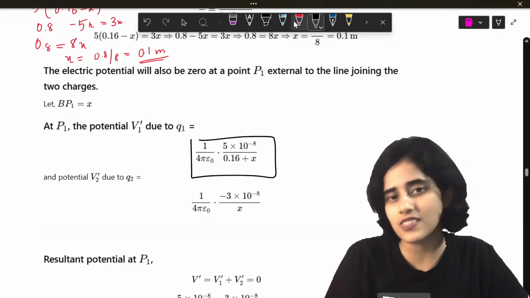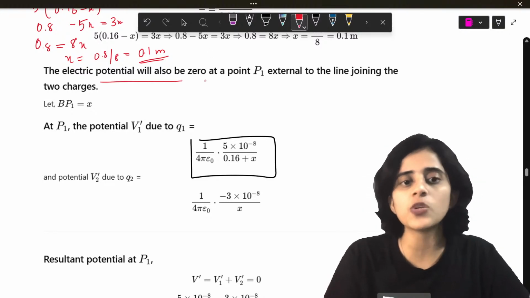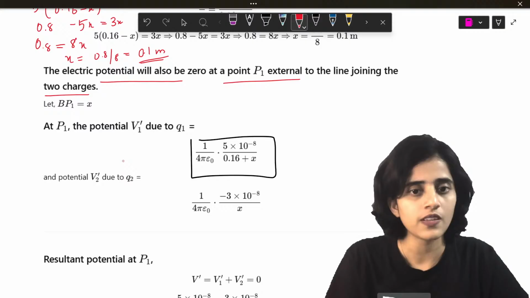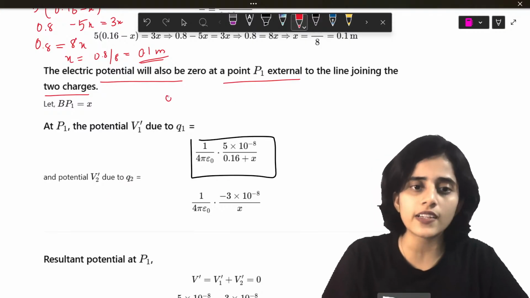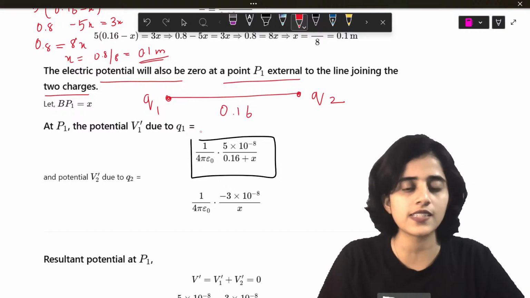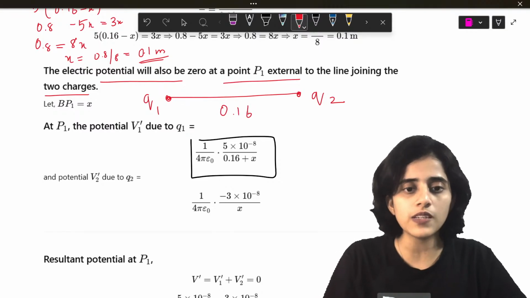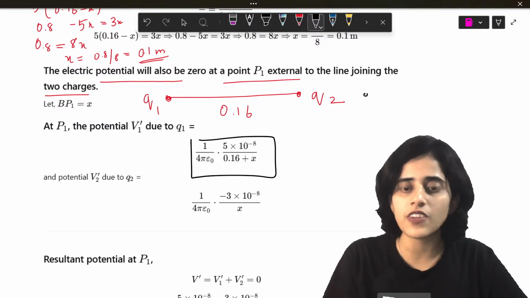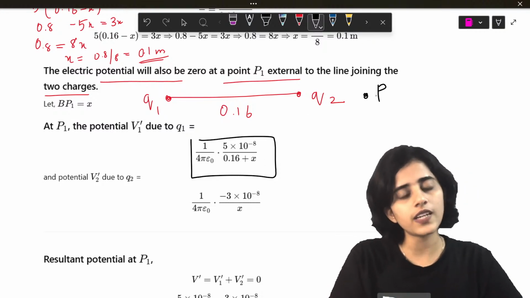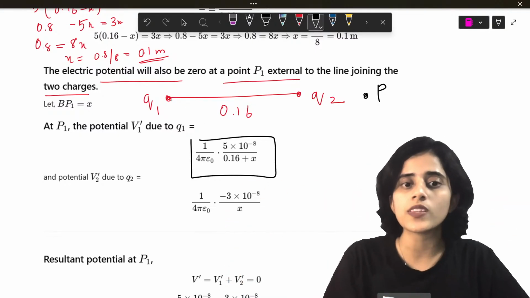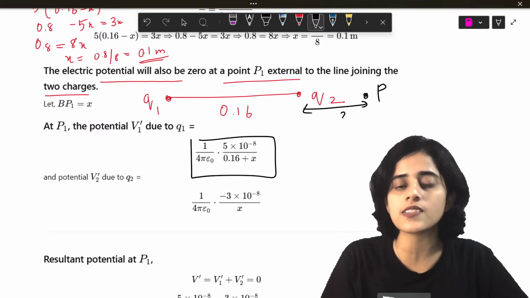Now, the second part is that the electrical potential will also be 0 at a point P1 external to the line joining the two charges. So it could also be that this is Q1, this is Q2, and this whole thing is 0.16. So point P could be somewhere here also. Point P could be here also. So with respect to Q1, let's say this distance is x.